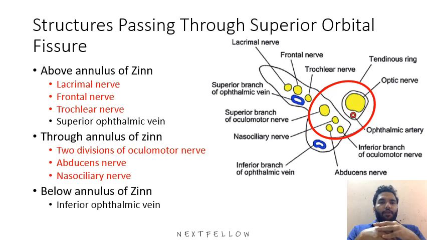So as I have already told you, the structures passing through the superior orbital fissure, above the annulus of Zinn, are LFT, lacrimal, frontal and trochlear nerve, like liver function test, and then the superior ophthalmic vein. Whereas through the annulus of Zinn, it's two divisions of the oculomotor nerve, abducens nerve, and nasociliary nerve. That LFN is branches of the ophthalmic branch of the trigeminal nerve. So that LFN comes here, above the annulus of Zinn, and below the annulus of Zinn is the inferior ophthalmic vein.